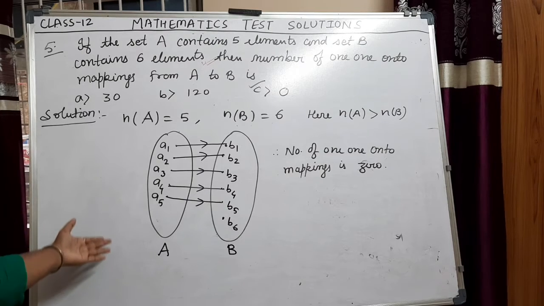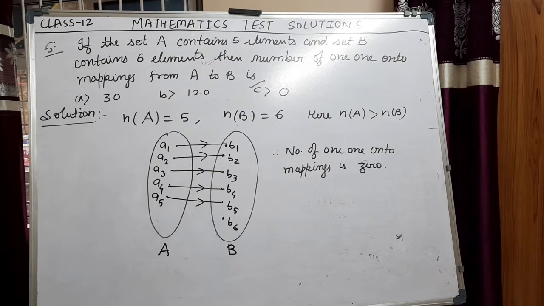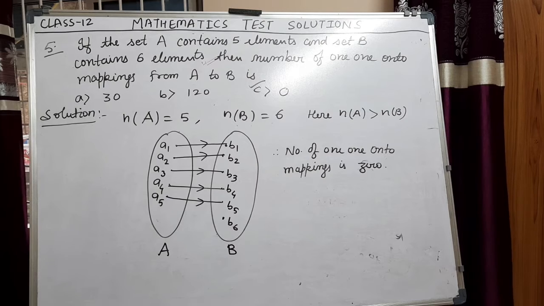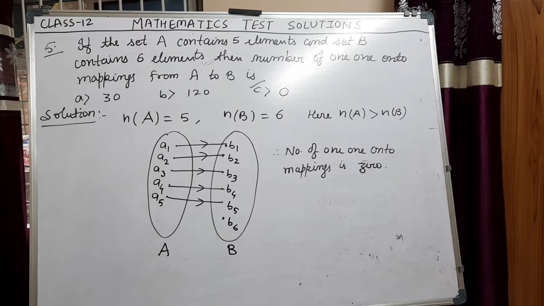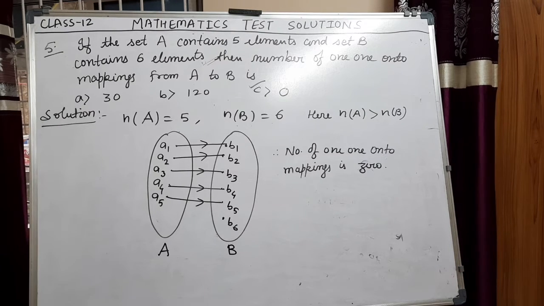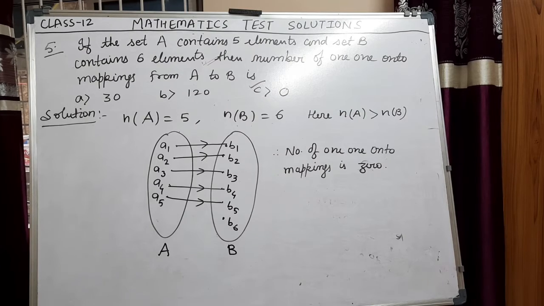If you show it like that, it is very clear that we can't find any 1-1 onto mappings from here. So we can write the number of 1-1 onto mappings is 0, which means the option is C, 0.